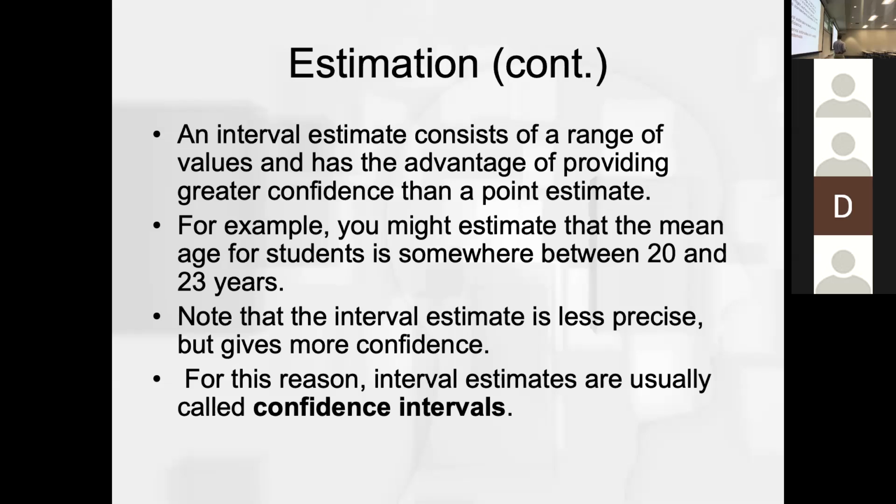So for example, you might want to estimate that the mean age for students at UAH is somewhere between 20 and 23. So while we get a point estimate being very precise, it's likely that we're off to some degree, right? It's an approximation at a single point. But with these interval estimates, there's a very good chance that the actual mean age is between these two values, right? So we're conferring some degree of uncertainty to our estimation.